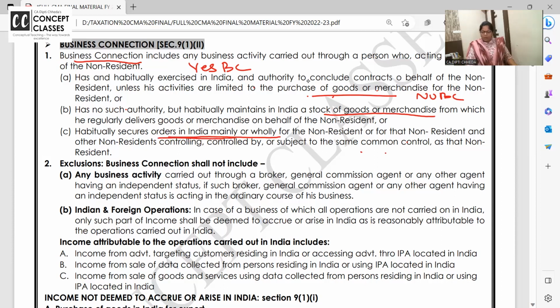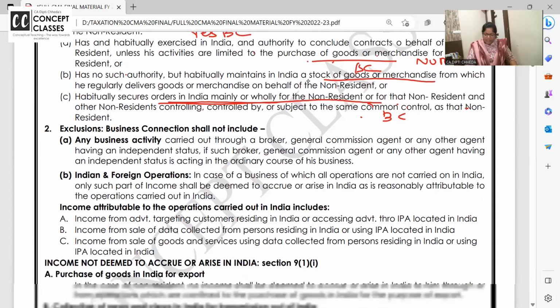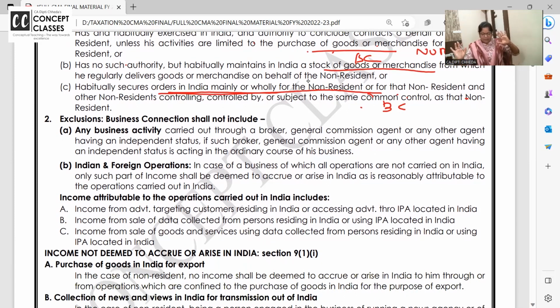So you have secured all orders from India for that non-resident. And for other non-residents too, if you are taking orders in India for them, then they are said to have a business connection. Or if they have a godown in India, then there is a business connection. Exclude, then, what is not a business connection.